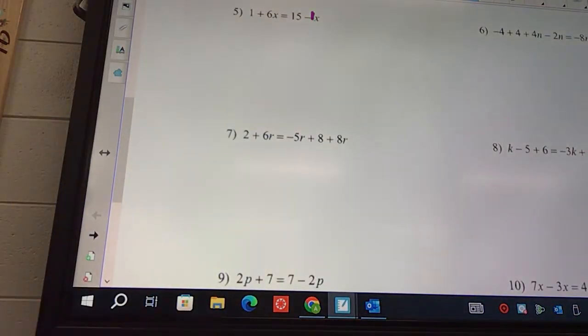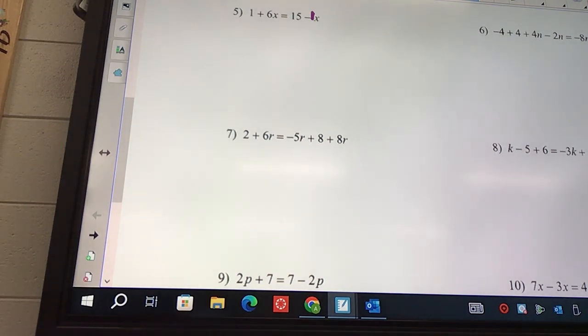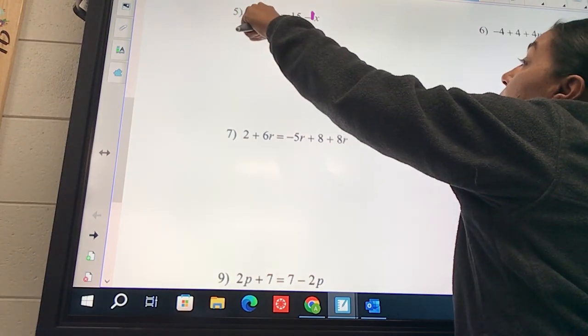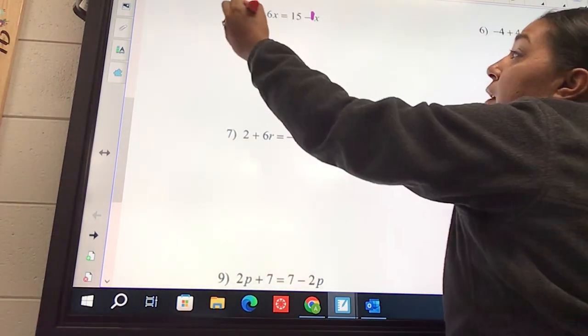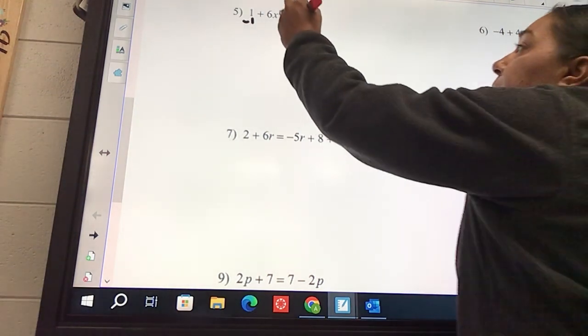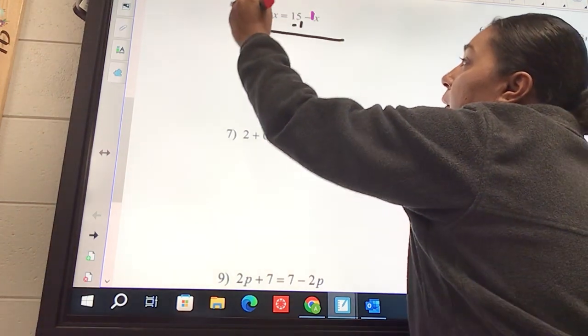Okay, so if we look at these, we can go ahead and start moving stuff around. Okay, so what needs moved? The 1, does it need moved? Yeah, because it's a number, so we're going to say -1. And what are we going to put that under? The 15. Okay, so -1.